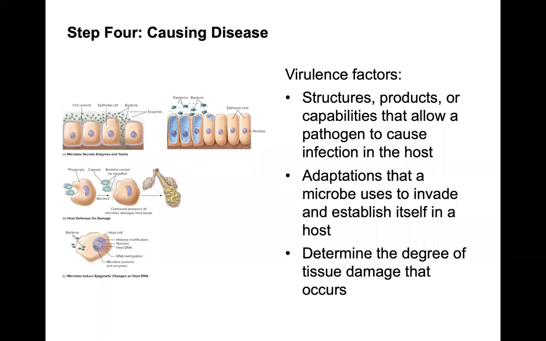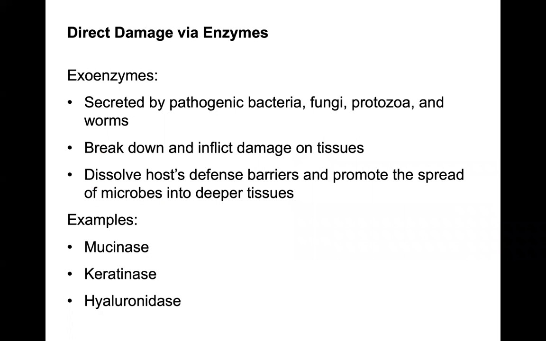Step 4 is causing disease, virulence factors. These are going to be structures or products or capabilities that allow the pathogen to cause an infection in the host. They are adaptations that a microbe may use to invade and establish itself in a host, and also to determine the degree of tissue damage that occurs.